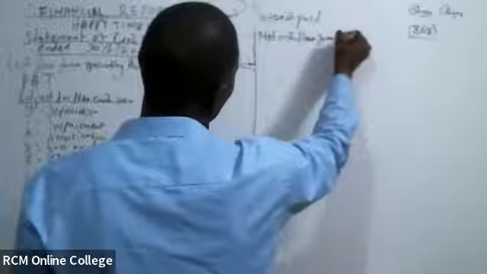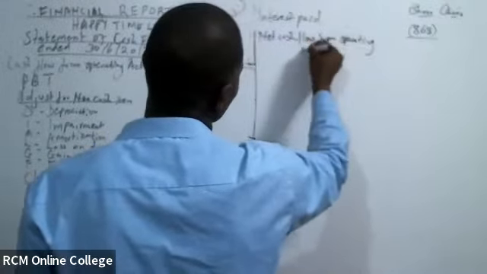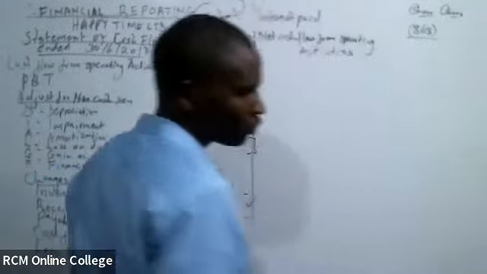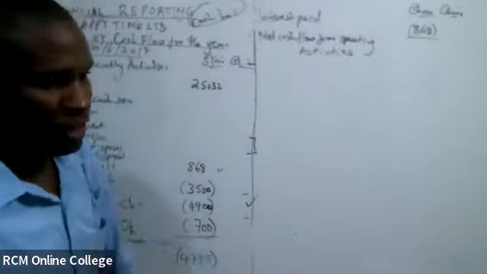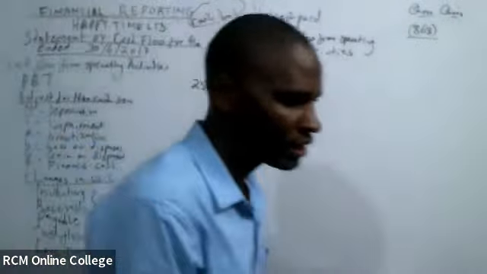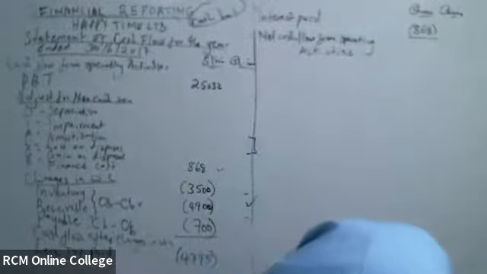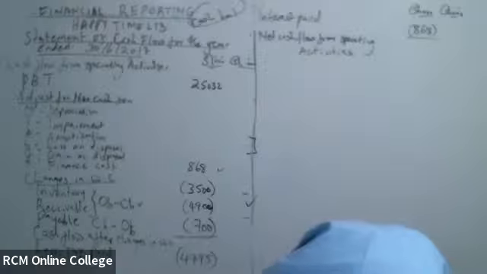from operating activities. Net cash flow from operating activities. So since we don't have these items hapa, we will be able to get it later. Lakini hata kwa mtihani wako, the way we are doing it, this is how you are supposed to do it.